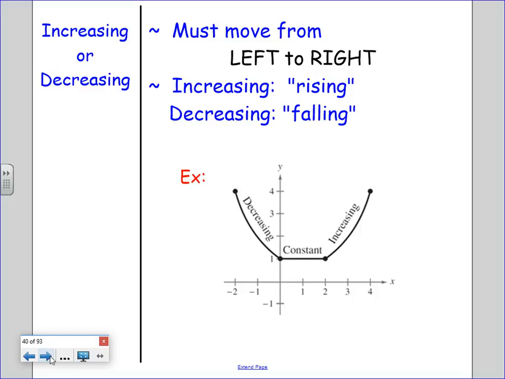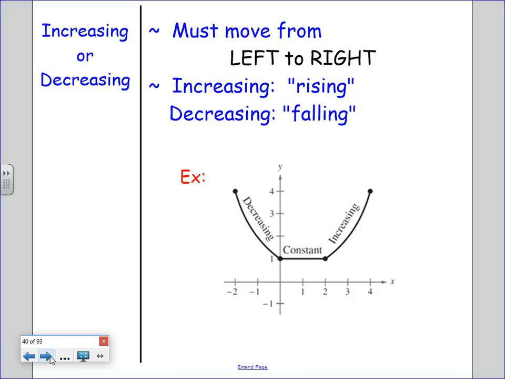How do we read English? What direction? How should you read English? Left to right. True? Thank you. English goes left to right.